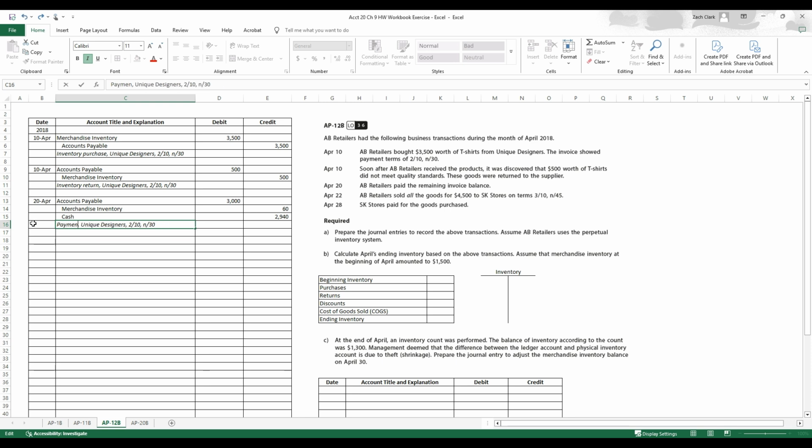And let's say payment 4/10 purchase. Let's abbreviate payment. I'm trying to figure out how to get that into the space. 4/10 purchase, unique designers, and so on. Oh, I spelled that wrong.